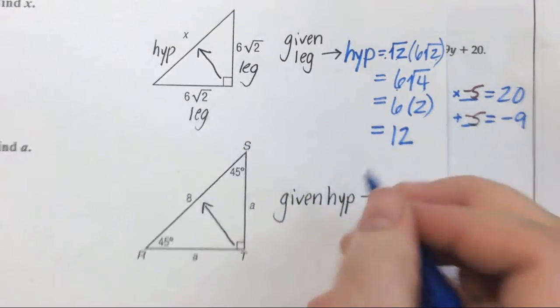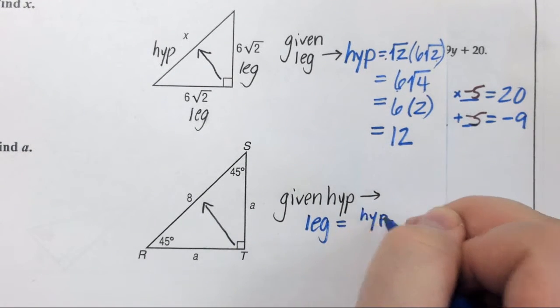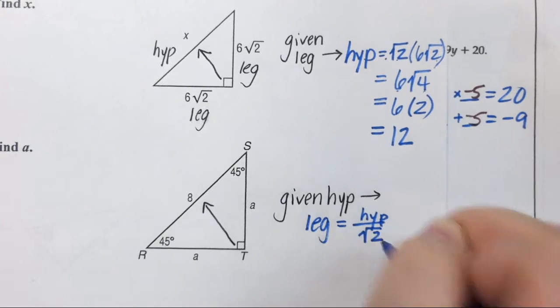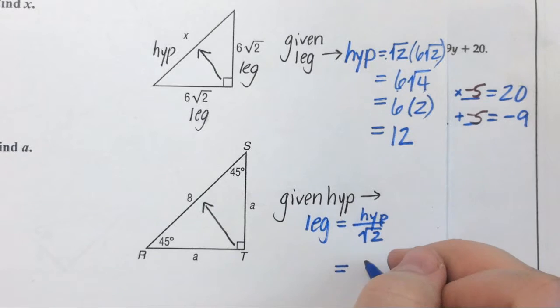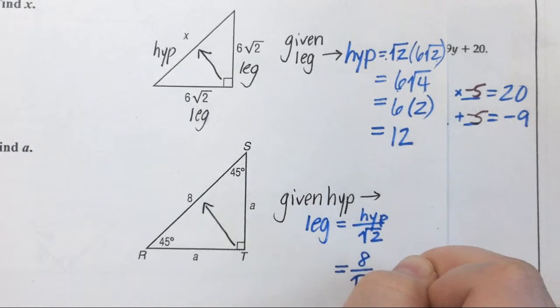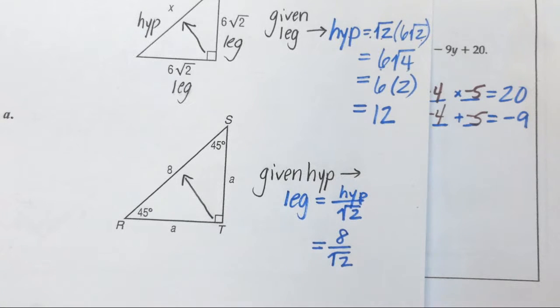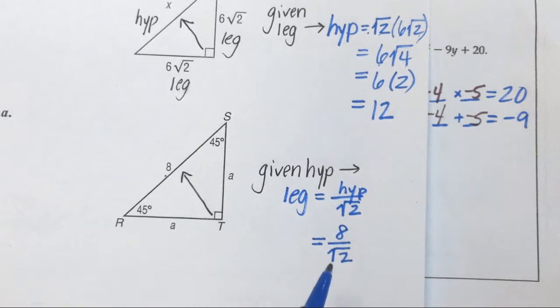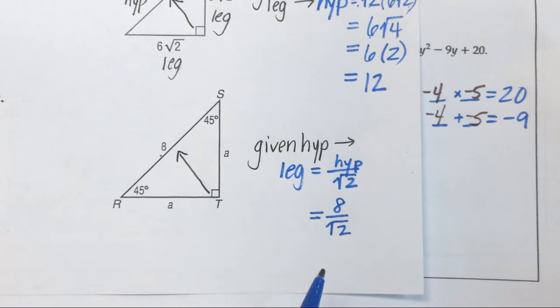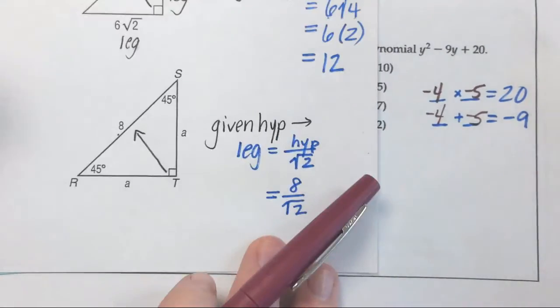To figure out a leg, we're going to take the hypotenuse, and instead of multiplying, we're going to divide by the square root of 2. So in my case, I'm going to do 8 divided by the square root of 2. I cannot leave my answer like this. Anytime I see a pretty number on the hypotenuse and I'm solving for a leg, I'm like, darn, those are the ones that require work. I cannot leave my answer like this. I do not like having that square root in the denominator. I have to fix it.